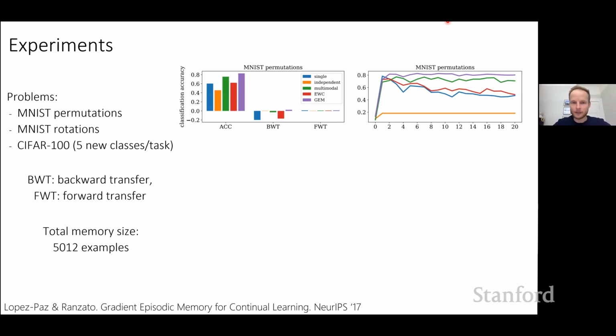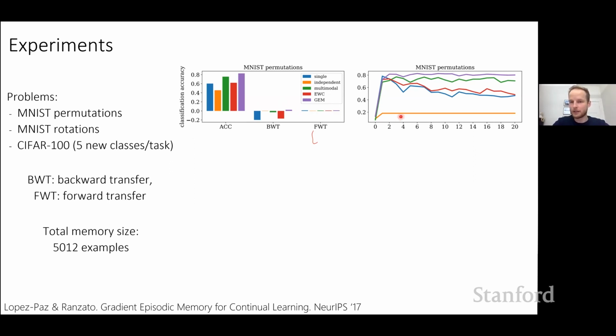Great. So here are some of the results. Their method is here called GEM. And first, you can see the overall classification accuracy is quite high compared to the baselines. And then if you look at the backward transfer, for their method at least, you don't really see any negative transfer. You even see a little bit of positive transfer, which is not the case for some of the baselines. And you see a little bit of forward transfer as well.